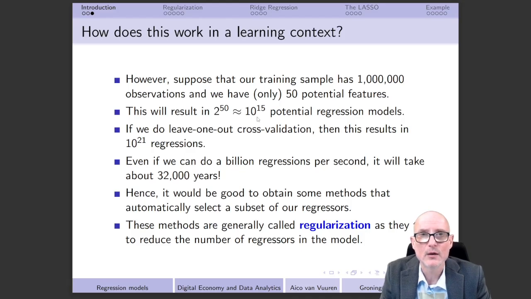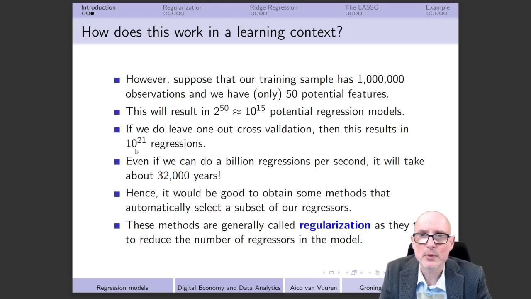which implies that the total number of regressions that we get is 10 to the power 15 multiplied by 1 million, which in the end will give us 10 to the power 21 different regressions. The question arises, how much time is that going to take us?